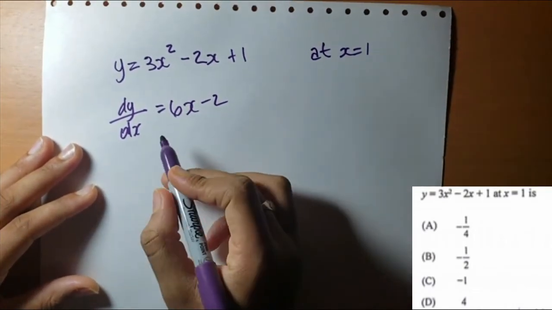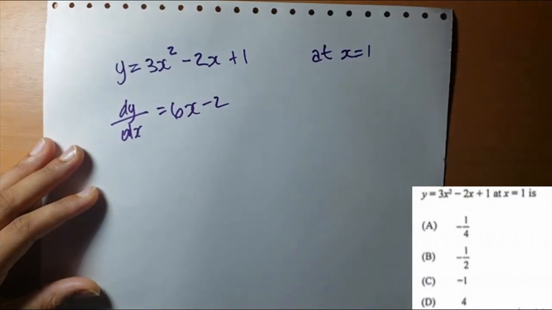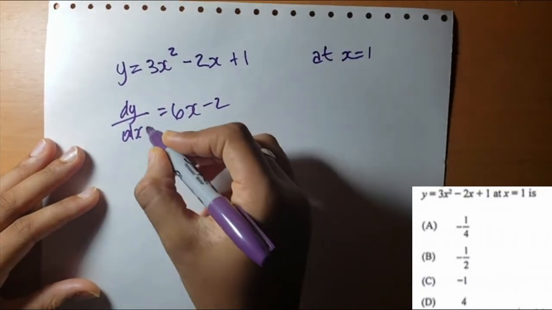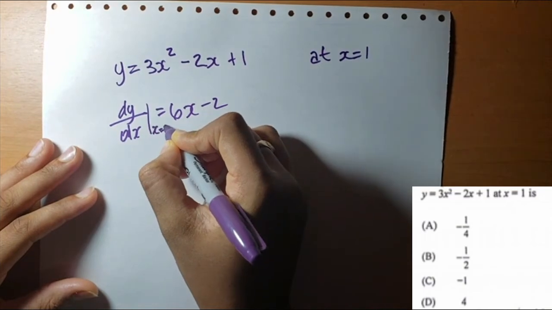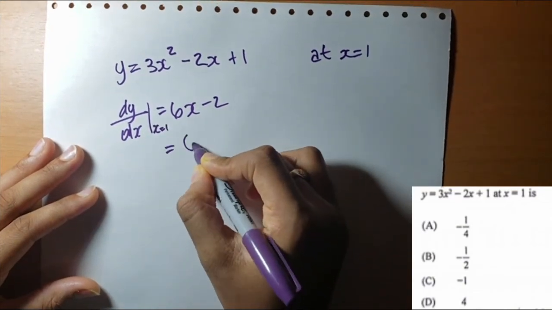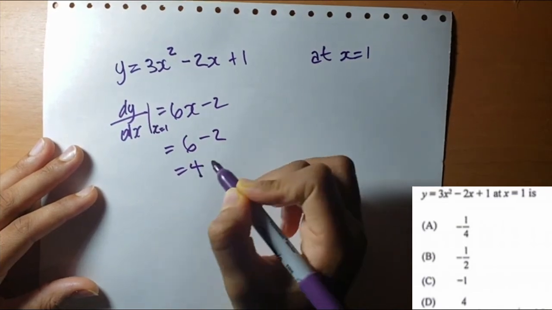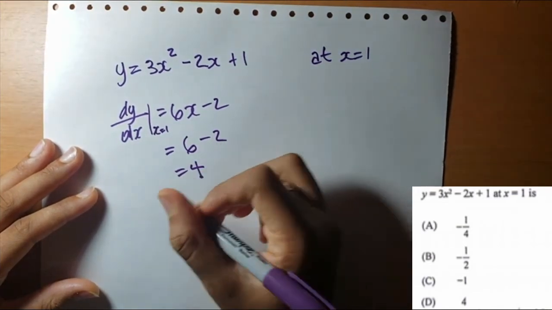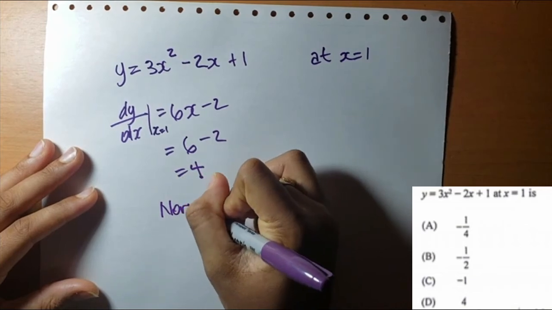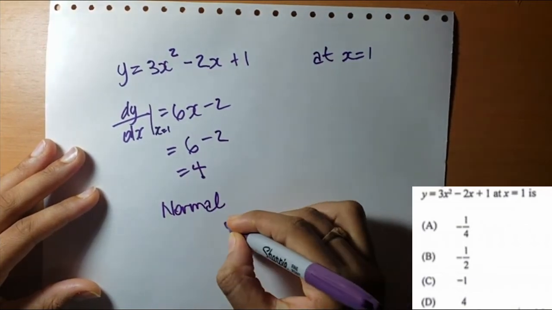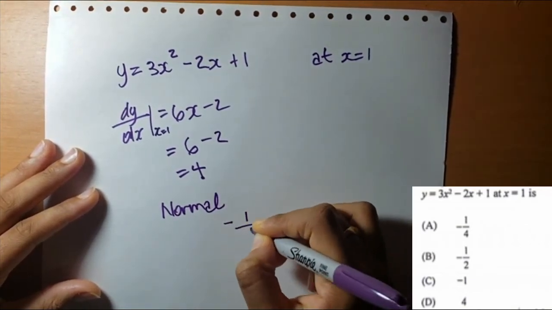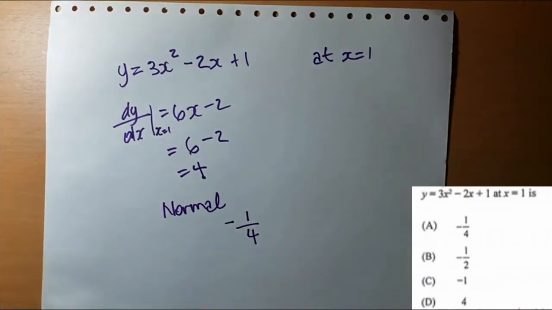Right? Now we're being told that we need to find it at x is equal to 1. So when x is equal to 1, we have 6 minus 2 is equal to 4. Now this would be the gradient of the tangent. We need to find the gradient of the normal, right? Because that's what they asked for. So what we need to do is find the negative reciprocal. So we negate it and put 1 over it.